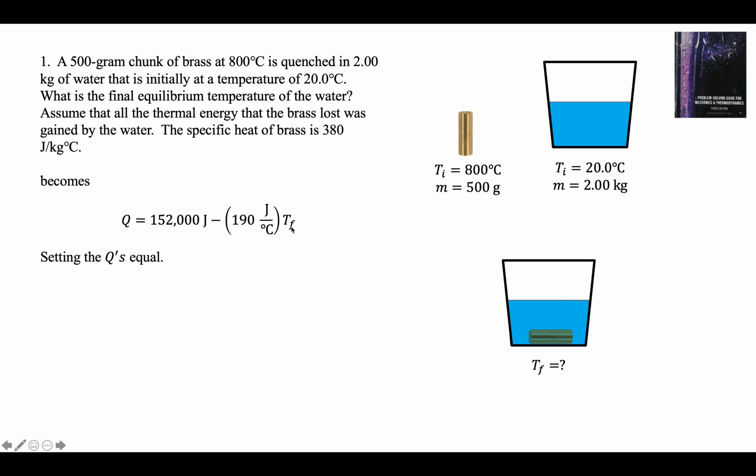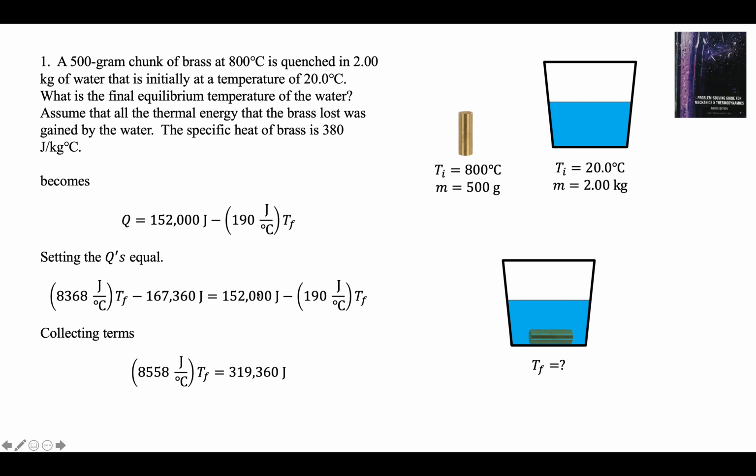There's a lot of math here. So we have this equal to this. We can collect the T final terms and put them on the same side, and we can collect the two energies and put them on the same side. Now we just have to divide by 8,558 joules per Celsius to get T final, and we get 37.3 degrees for T final.